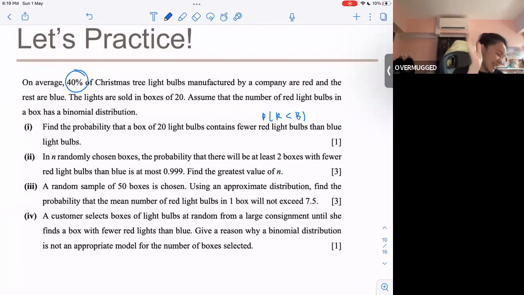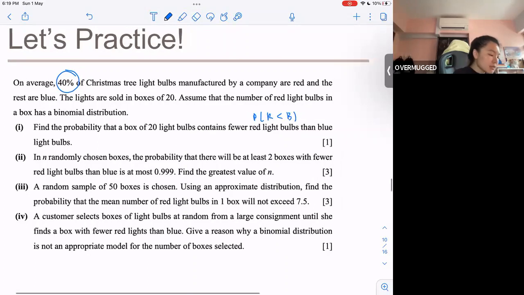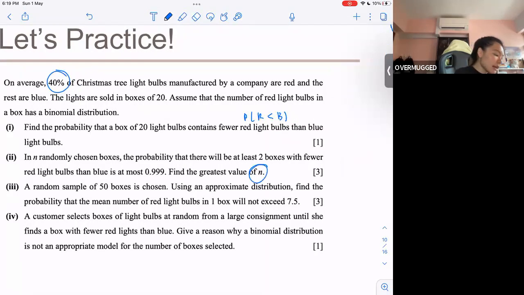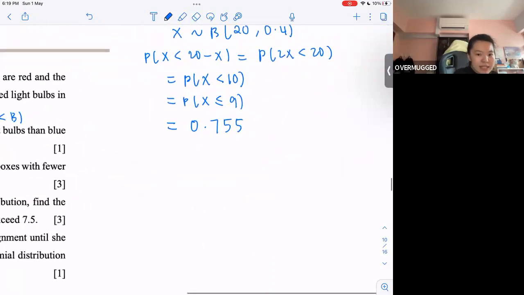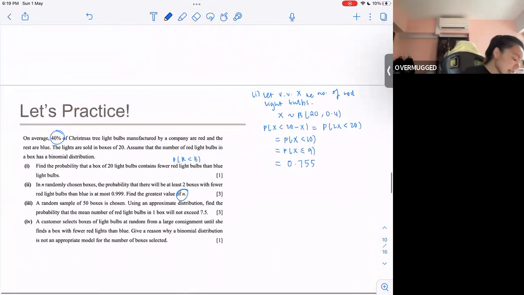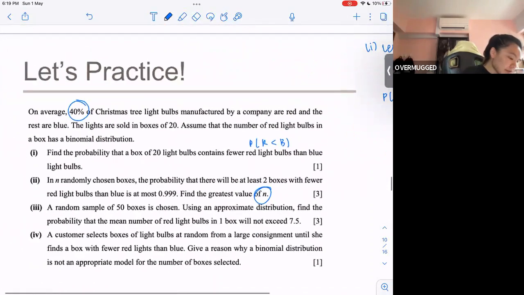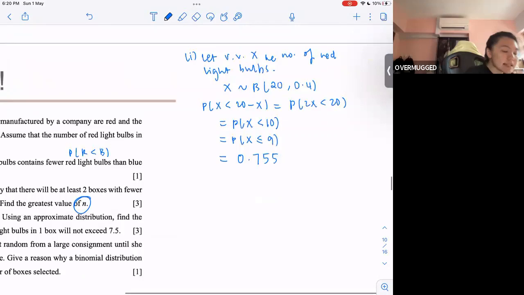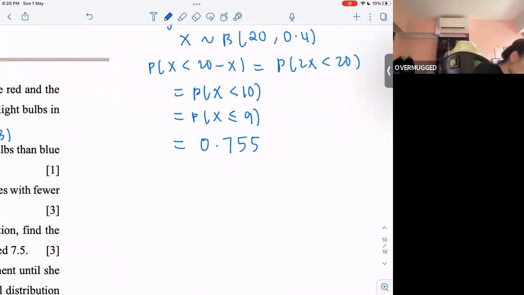Then part 2: in n randomly chosen boxes, the probability that there will be at least 2 boxes with fewer red light bulbs than blue is at most 0.99999. Find the greatest value of n. So now you're trying to find n. For this, you must recognize that it is a binomial distribution as well, and it's a new binomial distribution.